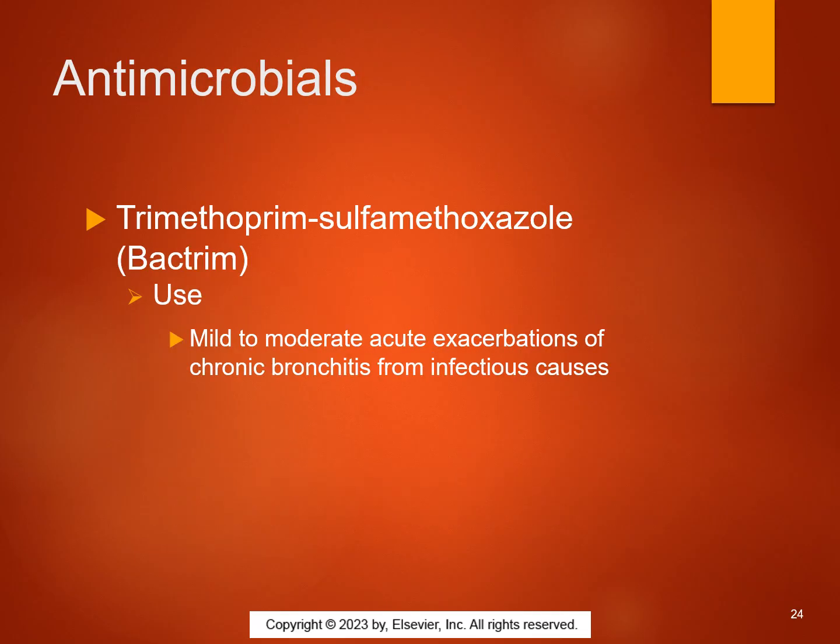Our last medications that we're going to talk about are antimicrobials, and specifically Bactrim. The use is for mild to moderate exacerbations of chronic bronchitis due to infection. Bactrim is used when chronic bronchitis worsens, sputum increases, sputum becomes purulent, and fever develops. A simple mechanism of action is that it blocks folic acid synthesis in bacteria, and then the bacteria cannot replicate.